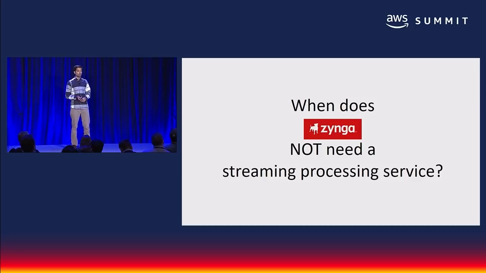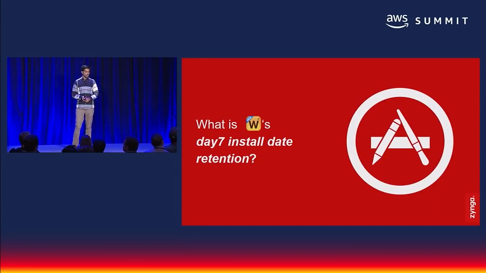But here's a case when we don't actually need a streaming service. To answer a question like this: what is the Words with Friends D7, day 7 installed date retention? What that's saying is that from the moment that the user downloaded the game and started playing, which percentage of those users came back and started playing the game again on day 1, day 2, day 3, all the way to day 7. The only way we can know that is if we track user-level metrics. So we have to track each day that the user came and their presence was in our system, and then we could do analysis on that particular user.